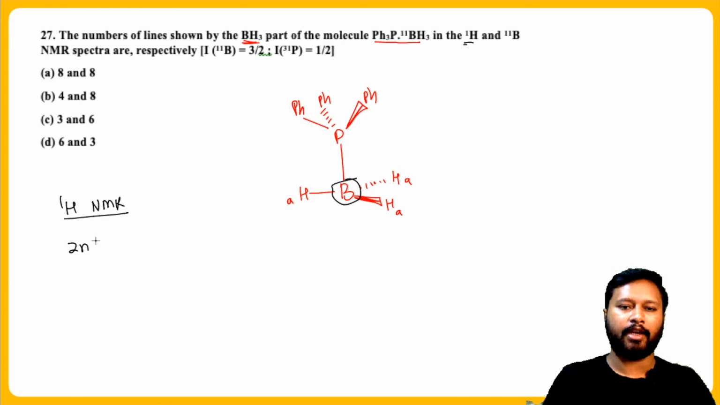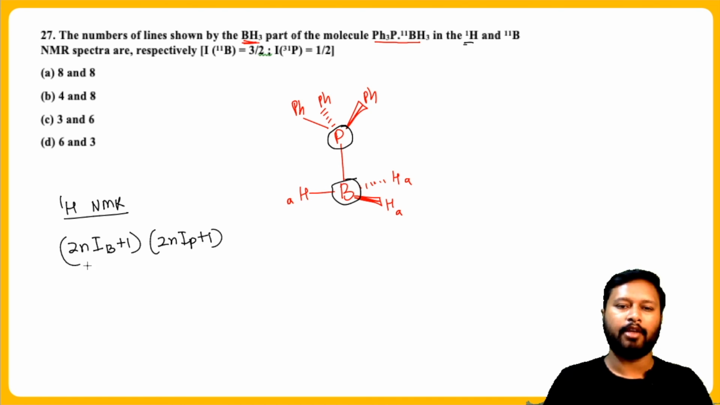So in how many lines? 2nI plus 1. Then is there any other species which can cause splitting? So phosphorus can also cause splitting, and since it is 2 bonds away from every hydrogen, that can also cause splitting, and that's what we can write down like this. So how many lines will we get? 2 into, how many borons do we have? 1 boron. The I value of boron is given to you as 3/2 in the question.